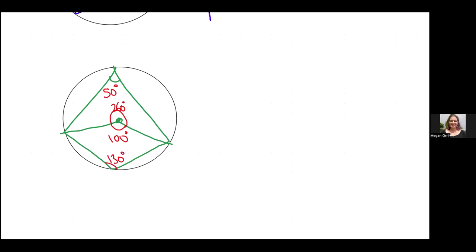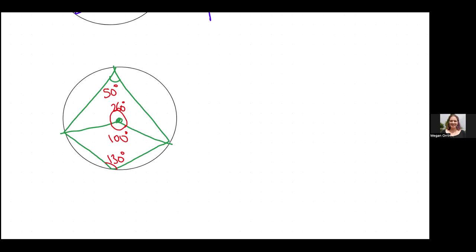So there are two ways you could work this out, and that's one of them. This is 260, which means that this has got to be half of that, because this is the upside down version of what we just did. Or this is a cyclic quadrilateral, so these two angles have to equal 180. See how they do equal 180? So both of those were okay ways to do it.